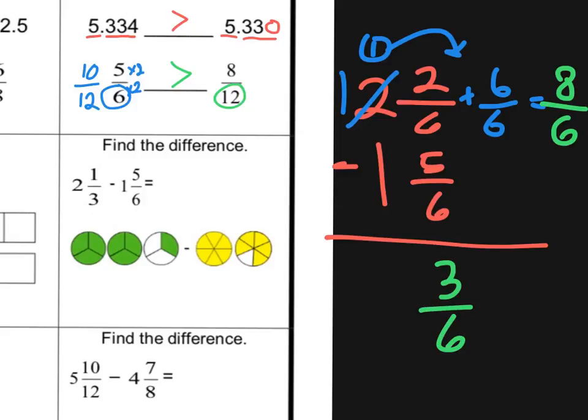And then of course 1 minus 1 is 0 wholes. And 3/6 can be simplified because 3/6 is really 1/2. The reason why is you can divide both the numerator and the denominator by 3. And 3 divided by 3 is 1, and 6 divided by 3 is 2. So the answer is just 1/2.